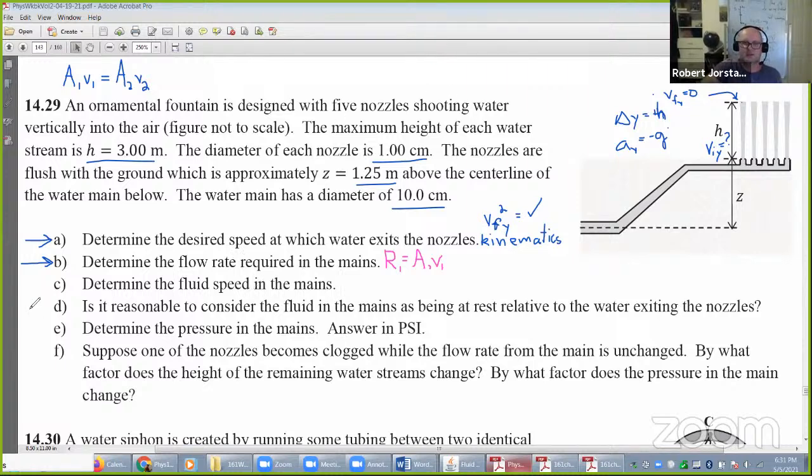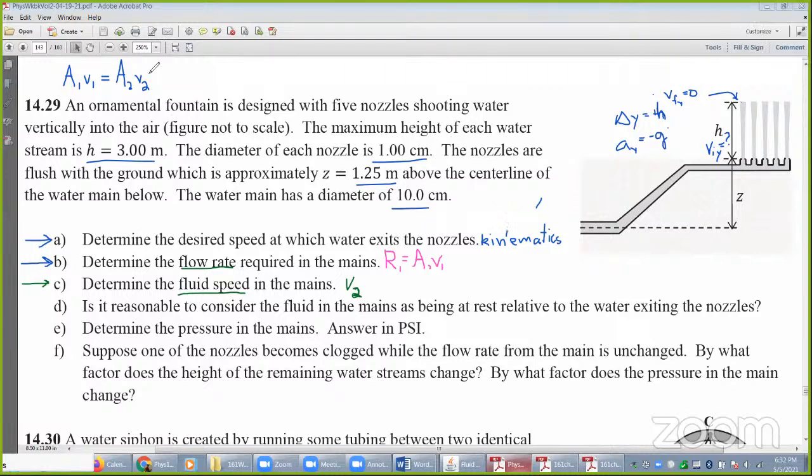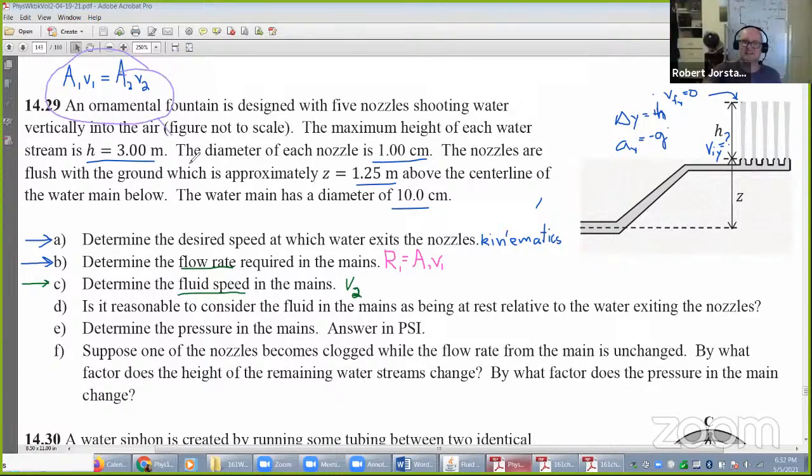How do I get the fluid speed in the mains? What am I looking for? What is fluid speed in the mains? The pipes. Yeah, what is fluid speed? The rate. Nope. Flow rate and fluid speed are different things. That's just V. Yeah, so I'm looking for V2. How do I get that? Isn't that just the same as V1? Nope. Is it A1 V1 over V? That's Jesse's continuity equation.